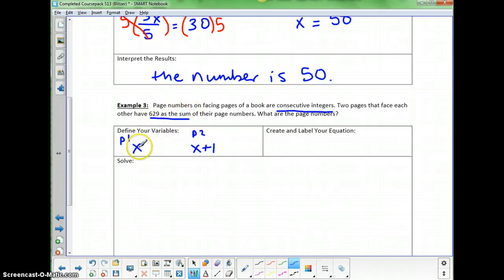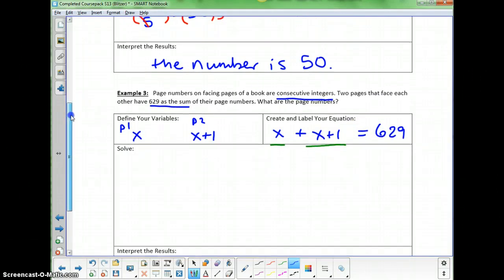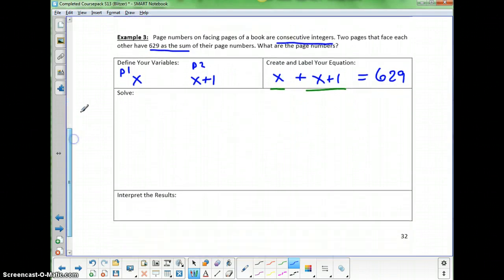Their sum means if I add up these two page numbers, I'll get 629. So my equation should be x plus 1. So I have here the first page plus the second page equals the sum of 629. So that would be how I would create my equation here. And then we will solve it.